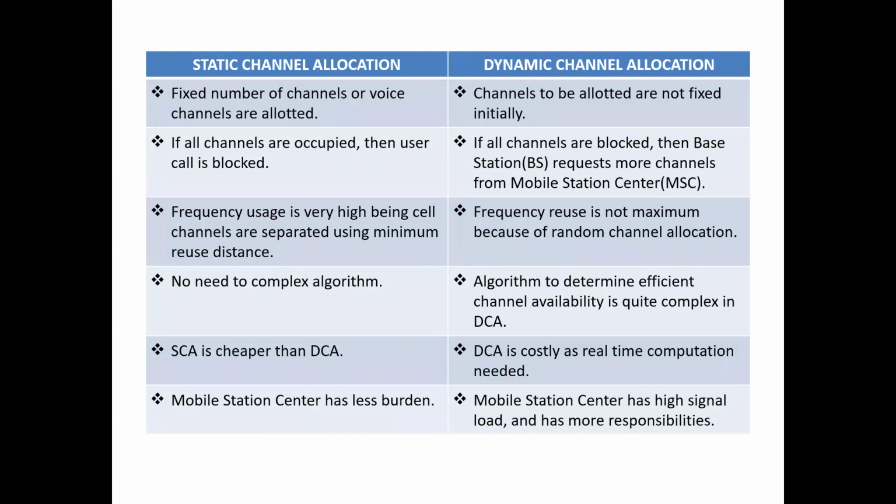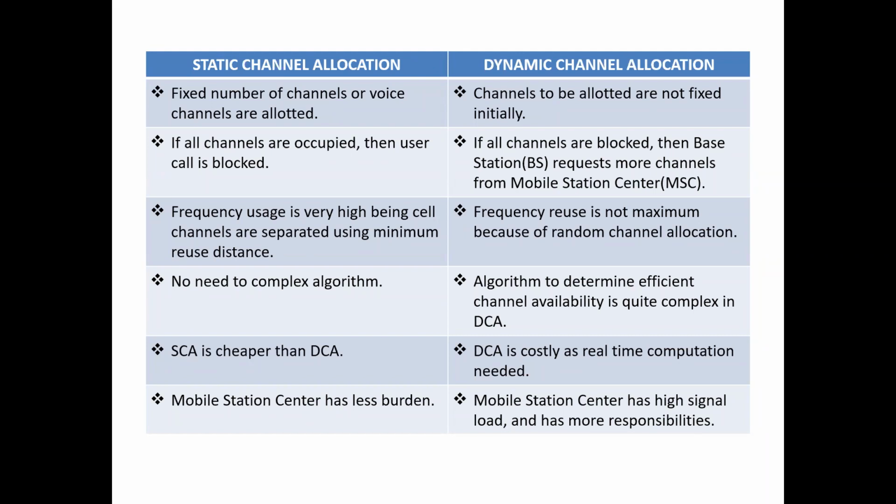These are the differences between static and dynamic channel allocation. In static channel allocation, a fixed number of channels are allotted. In dynamic channel allocation, the channels to be allotted are not fixed initially. Next difference: if all channels are occupied, then the user call is blocked. Suppose channels are allocated to users 1, 2, 3, 4. If user 5 wants to access the channel, user 5's call is blocked.